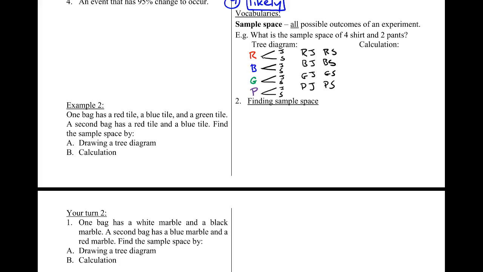So how many different outcomes do I have? Or how many different combinations do we have? We have 8. We can also calculate that by multiplying our numbers together. 4 shirts times 2 different types of pants gives me 8 combinations. So sometimes you'll be asked to draw a tree diagram. Sometimes you'll be asked to just find the total number of outcomes.